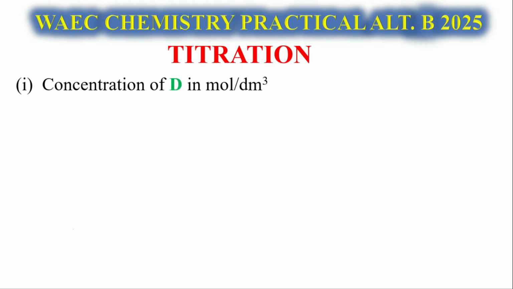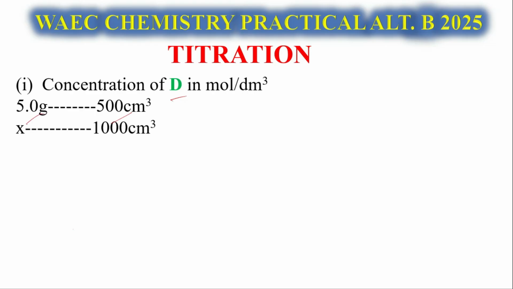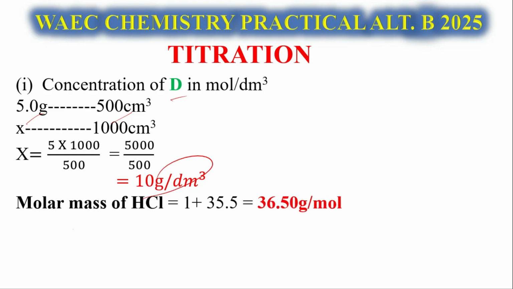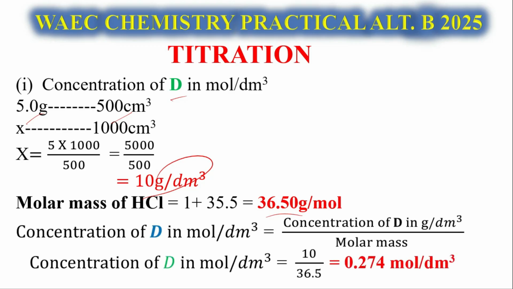So let's calculate the concentration of D in mole per dm³ first by converting 5.0 in 500 cm³ to 1000 cm³, which is the gram per dm³. So it just gives us what? 10 gram per dm³. The molar mass of HCl is 36.5 gram per mole. Then for the concentration in mole per dm³, you substitute the value, you have 0.274 mole per dm³. That's of D.